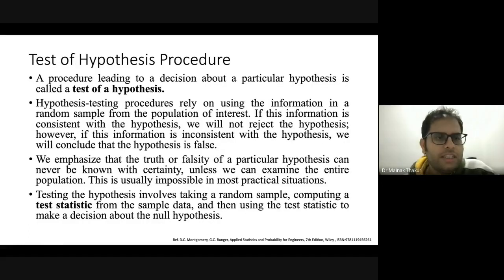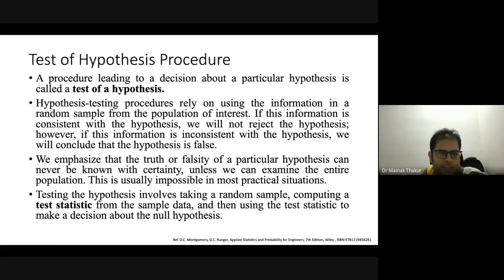Now, the test of hypothesis procedure. What is the procedure? A procedure leading to a decision about a particular hypothesis is called a test of hypothesis. Hypothesis testing procedures rely on using the information in a random sample. Now you have collected a random sample from the population of interest. If the information that you have collected from the random sample is consistent with the hypothesis, we will not reject the hypothesis. So you collect a sample from a population, you compute some statistic, some characteristic, and that information should be in line with the hypothesis. Then only we will not reject the hypothesis. If it is inconsistent with the hypothesis, then we will conclude that the hypothesis is false, or we reject the null hypothesis.